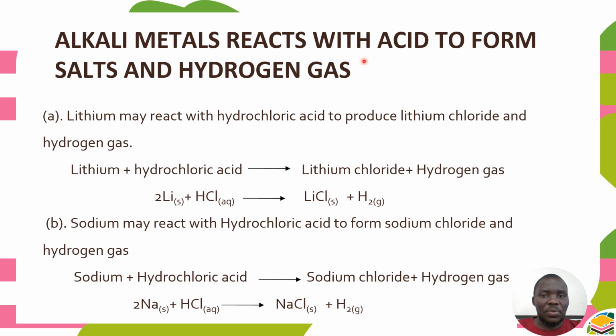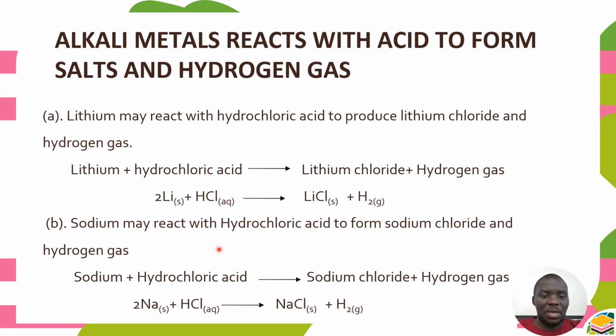Alkali metals react with acid to form salts and hydrogen gas. So they can also react with acid to form salt and hydrogen gas. For example, lithium may react with hydrochloric acid to produce lithium chloride and hydrogen gas. So we have lithium plus hydrochloric acid to produce lithium chloride and hydrogen gas.